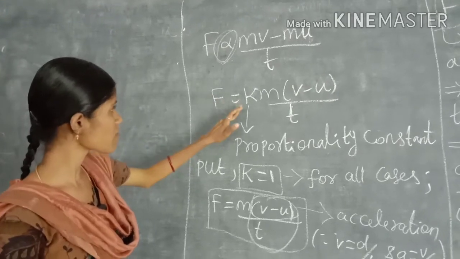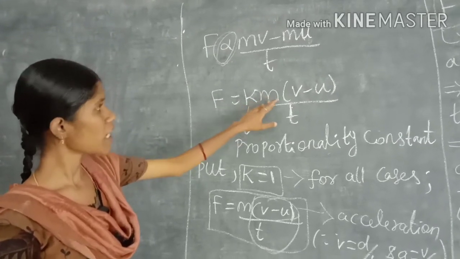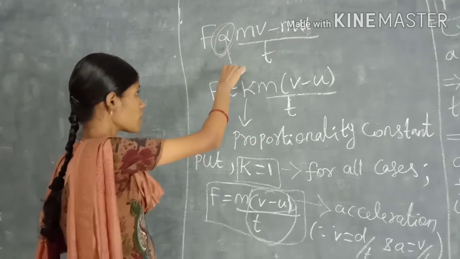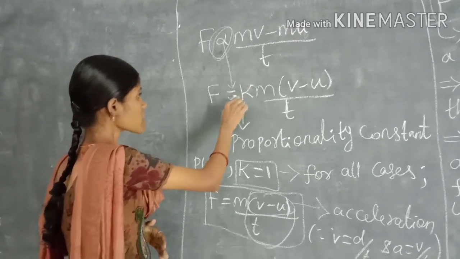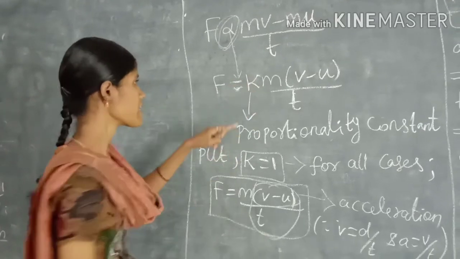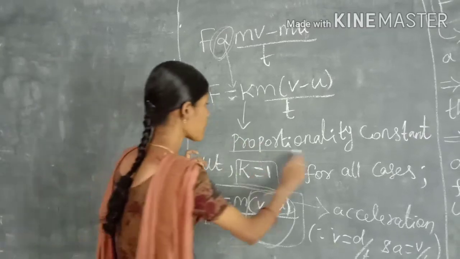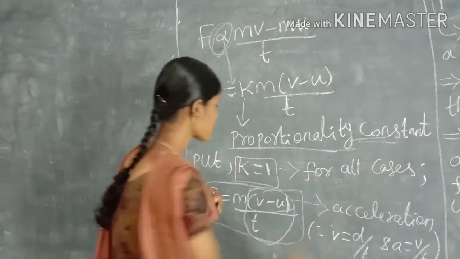So F is equivalent to k into m into (v minus u) by t. We remove the proportional symbol and introduce the equivalent symbol, which means we put one k here. That k is known as the proportionality constant.